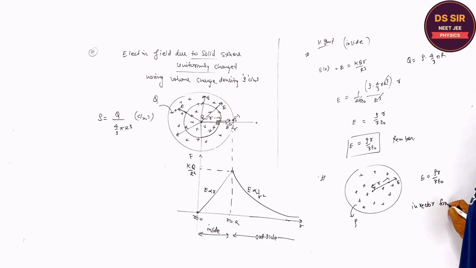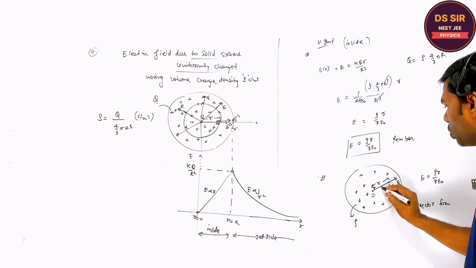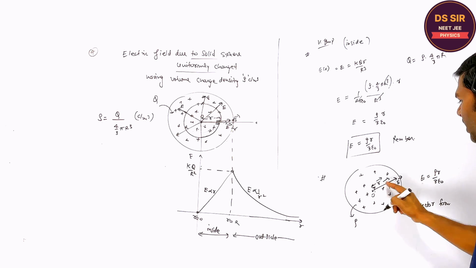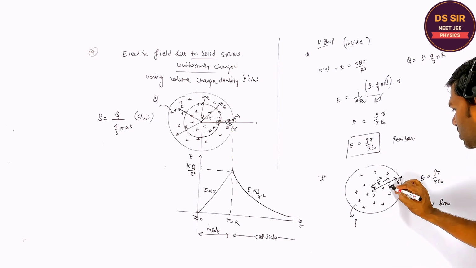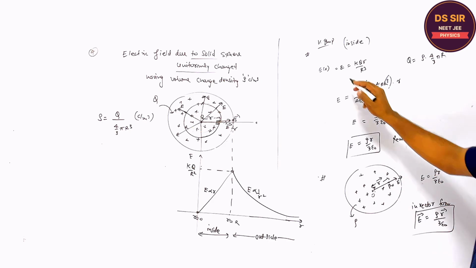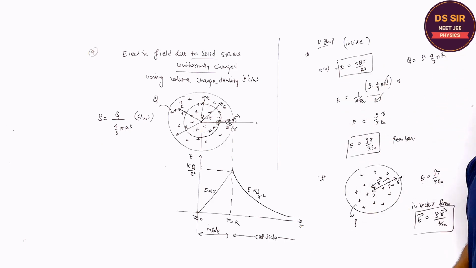In vector form, listen one thing. If this is the origin, and this is the point P whose distance is r, so if you assume this is the position vector, the electric field vector and the position vector are in the same direction for the positive charge distribution. Therefore, the electric field may be written as rho vector r upon 3 epsilon naught. This vector form is important to solve some typical questions. So inside the uniformly charged sphere, you have to remember this electric field, and also the one in terms of Q.